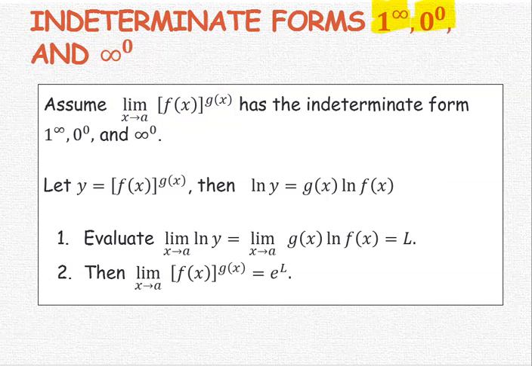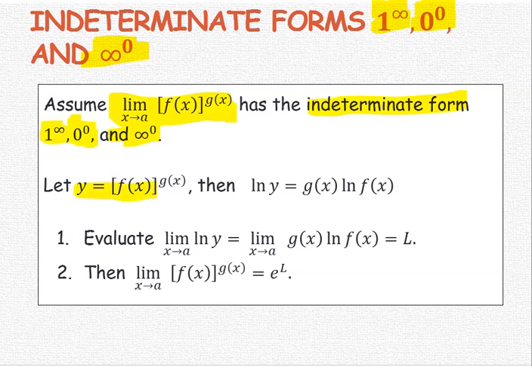Infinity, 0 to the power 0, and infinity to the power 0. These are called power indeterminate forms. Assume the limit as x approaches a of the function f raised to the power of the function g has the indeterminate form 1 to the infinity, 0 to the 0, or infinity to the power 0. Steps to find the limit of this form.